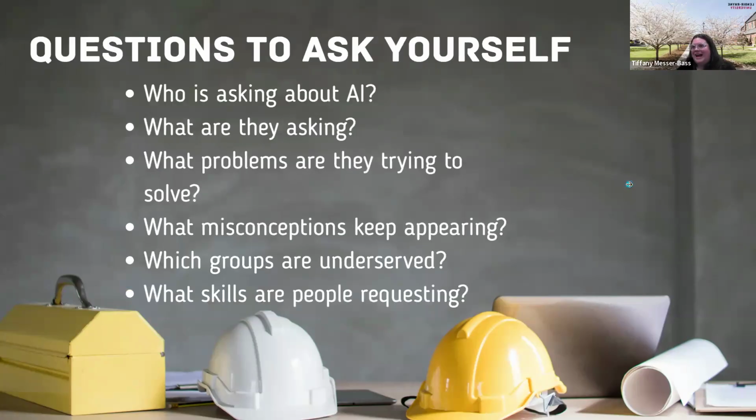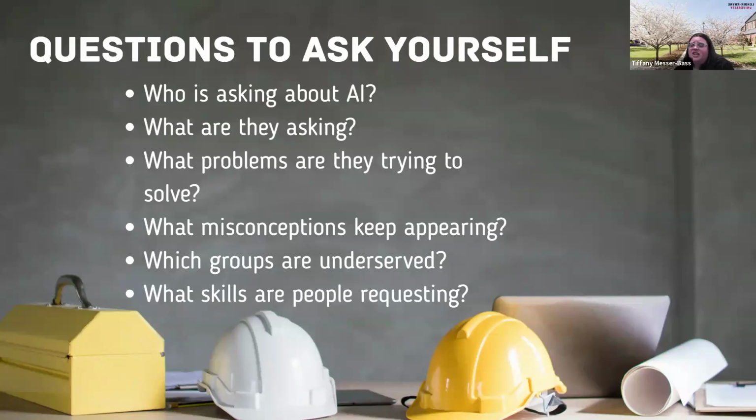So here are some questions to ask yourself as you're putting your toolkit together. Who is asking about AI? Again, is it older generations, younger generations, job seekers? Who's asking, and what kind of questions are they asking? What kind of problems do they want to solve? What misconceptions keep appearing? Are you seeing the same question often, about perhaps someone got a piece of misinformation from AI and they keep repeating it? What misconceptions do you feel you need to address?